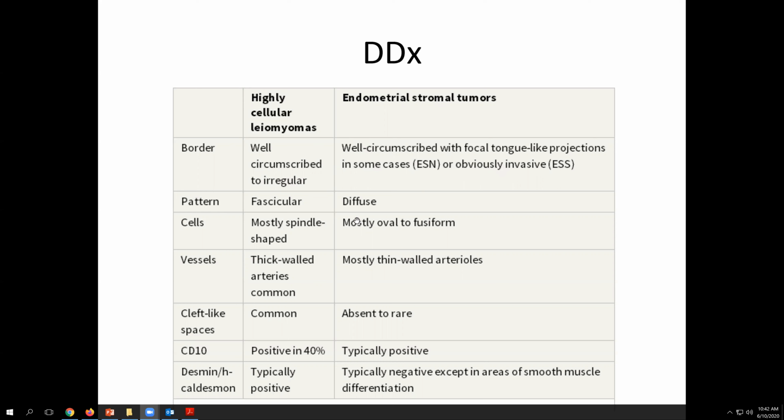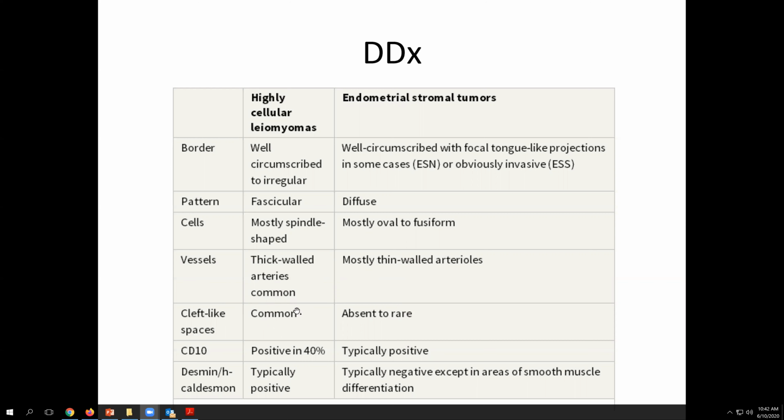The pattern in endometrial stromal sarcomas is usually more diffuse rather than fascicular. They're usually spindle-shaped cells in leiomyomas. These are more oval. Vessels is something that I find is very useful. In endometrial stromal sarcomas, the vasculature is very thin-walled. It's very small and fairly uniform throughout. Whereas in leiomyomas, you tend to have more thick-walled vessels and variable sizes.